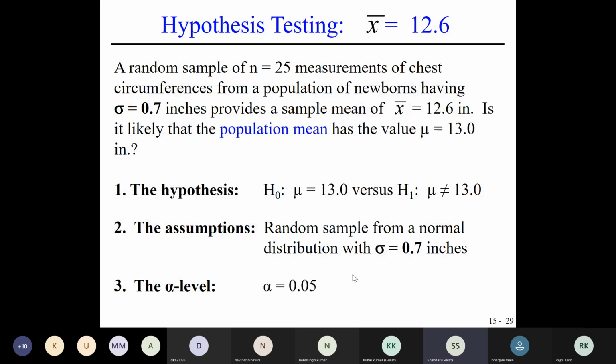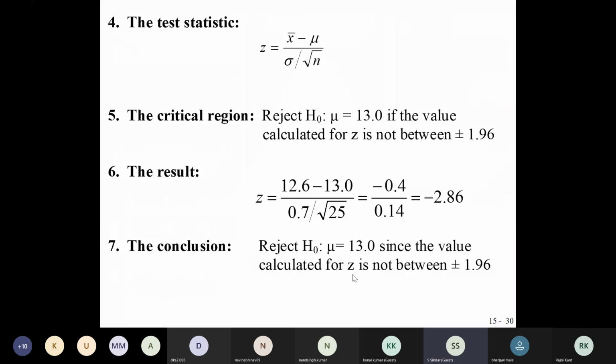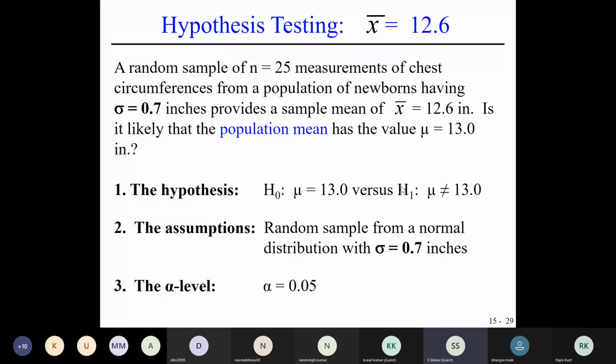Let me show you some example. Here, hypothesis testing for a random sample of n equal to 25 measurements of chest circumferences from a population of newborns having sigma equal to 0.7 inch. Provide a sample mean of x bar 12.6 inch. It is likely that the population mean has the value mu equal to 13.0.